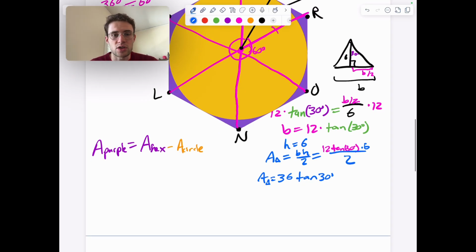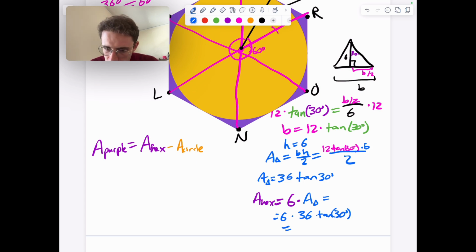Now, using the area of the triangle, we can find the area of the hexagon because the hexagon is made up of 6 of those congruent triangles. So we just do 6 times the area of the triangle, which is equal to 6 times 36 tangent of 30 degrees, which will give us 6 times 36, which is 6 cubed, is 216 times the tangent of 30 degrees. All right, so now we have the area of the hexagon.